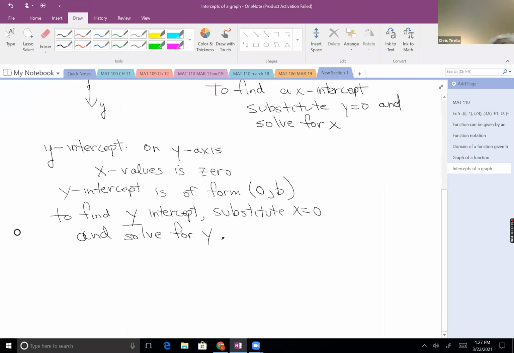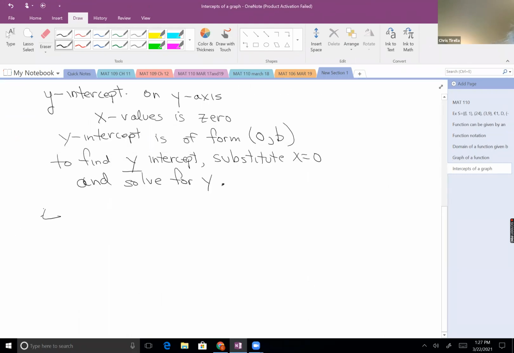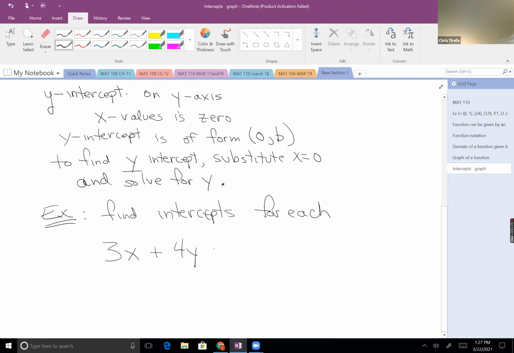So let's look at a couple of examples. Let's find the intercepts for each. And let's start with 3x plus 4y equals 12.